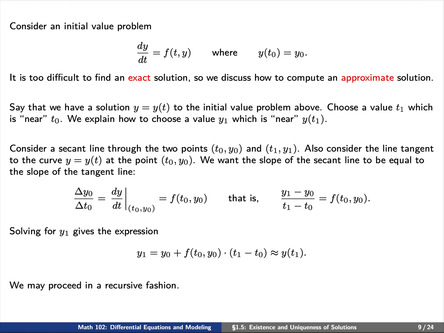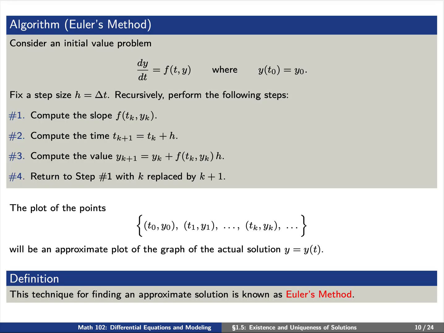So solving for y1 gives an expression: y1 equals y0 plus f of (t0, y0) times the difference t1 minus t0. This will be approximately equal to the value y evaluated at t1. We're going to use this expression here to proceed in a recursive fashion.